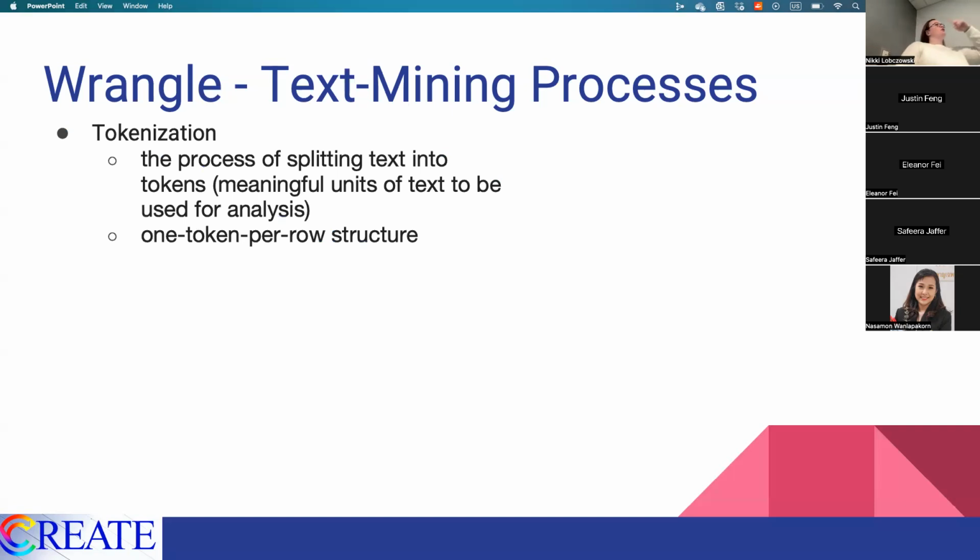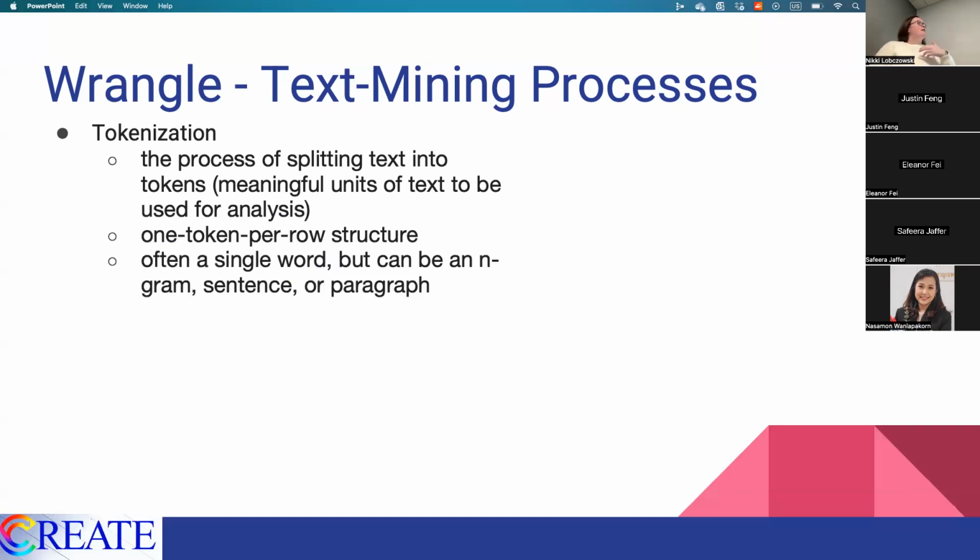When you have your data, which is usually in an Excel file, you want a one token per row structure. So if you have that whole sentence up there, it'd be the process of splitting text into. So you want to be able to take a paragraph or whatever it is and separate it into the tokens. And that token could be a single word, but it can also be an n-gram, where n could be any number. It could be 2, 3, or 4 words. It could be a sentence or a paragraph.